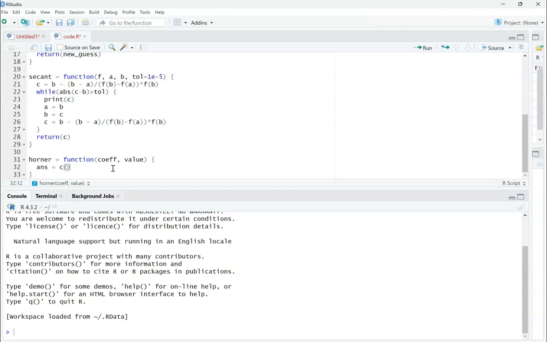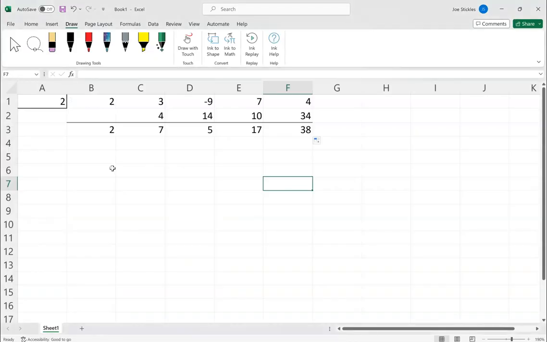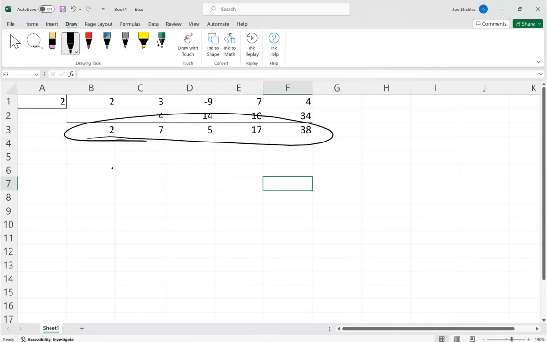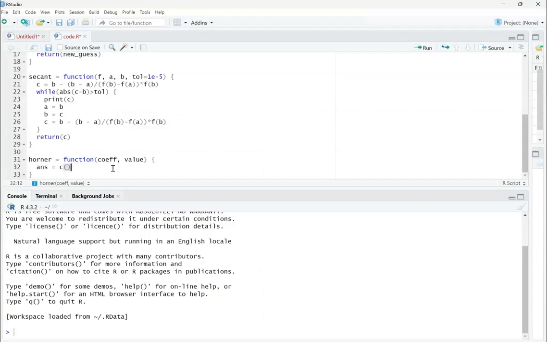So literally what I want to store in here, if I go back over to Excel real fast, and I'll come right back, what I want to store are these values here. Notice that our first step in Horner's algorithm was just to bring that down, right? So actually, I probably have an extra step in here that I don't need. I created an empty list, but the reason I'm doing this is to show you a new command.